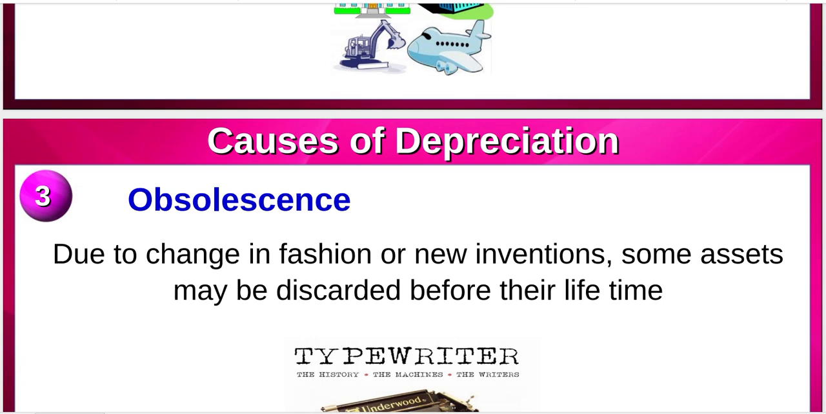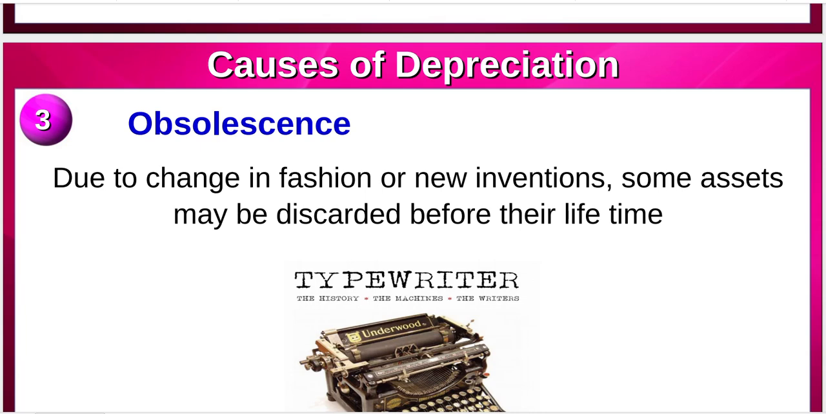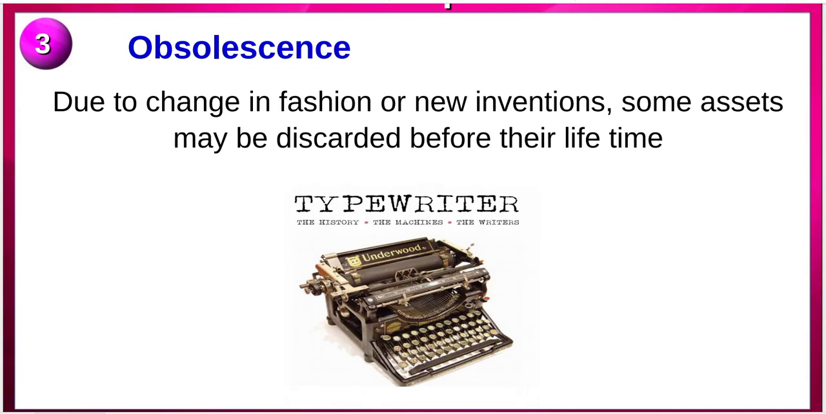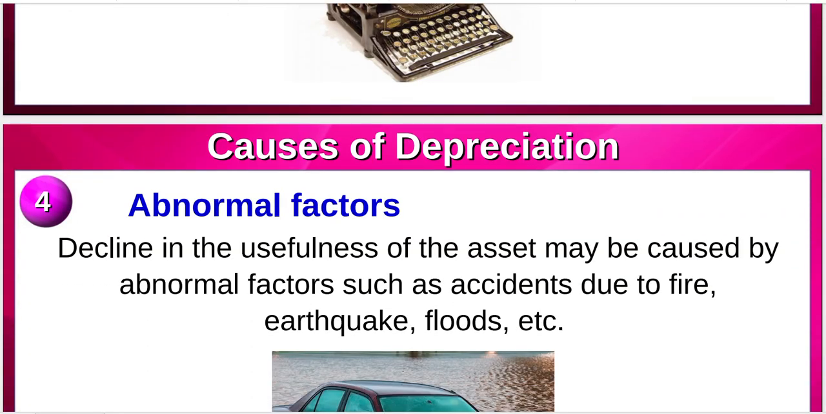Now we come to causes of depreciation. Third point, that is obsolescence. As you can see on the screen, the typewriter is there. The typewriter is not used nowadays because we are typing on computers. That facilitates us more than the typewriter. So when it became outdated, old technology, it is of no use to us. If anyone has a typewriter and goes to sell it, they will not get any value for it. So due to the change of fashion, trend and technology, some assets became outdated and that is a reason of depreciation.